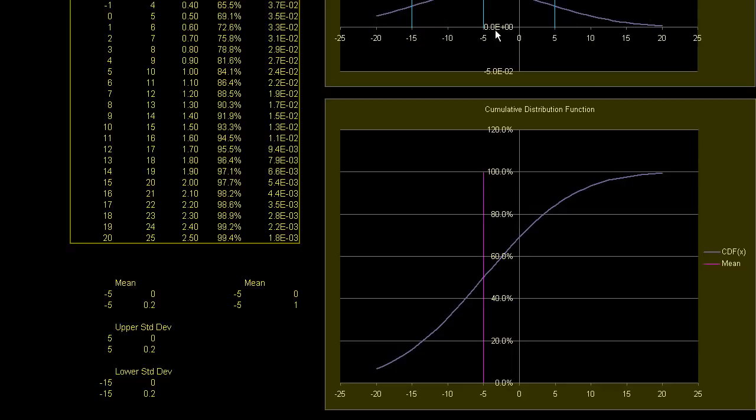Or if you said, what's the probability of getting less than -5? Well, -5 was the mean. So half of your results should be above that and half should be below. And if you go to this point right here, you can see that this right here is 50%. So the probability of getting less than -5 is exactly 50%.